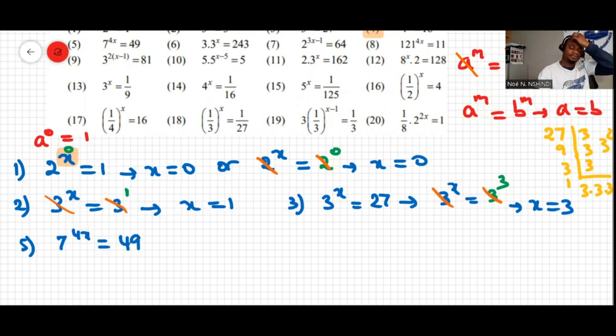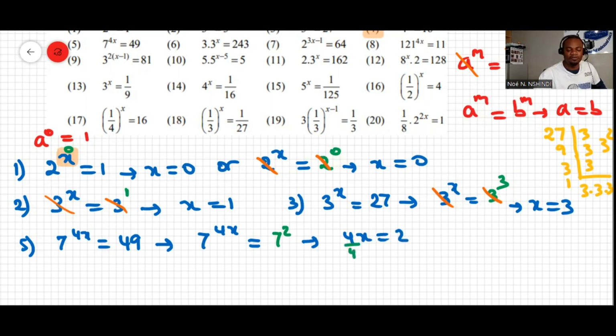So again, over here we need to convert. 7 is already a prime number, so I'll leave it like 7 to the 4x, and then 49 will be converted in terms of its prime factors, and 49 will be 7 squared. Now this will then be 4x equal to 2. Now to get the value of x, we divide by 4 both sides, because this will be simplified, and then x will be equal to a half.